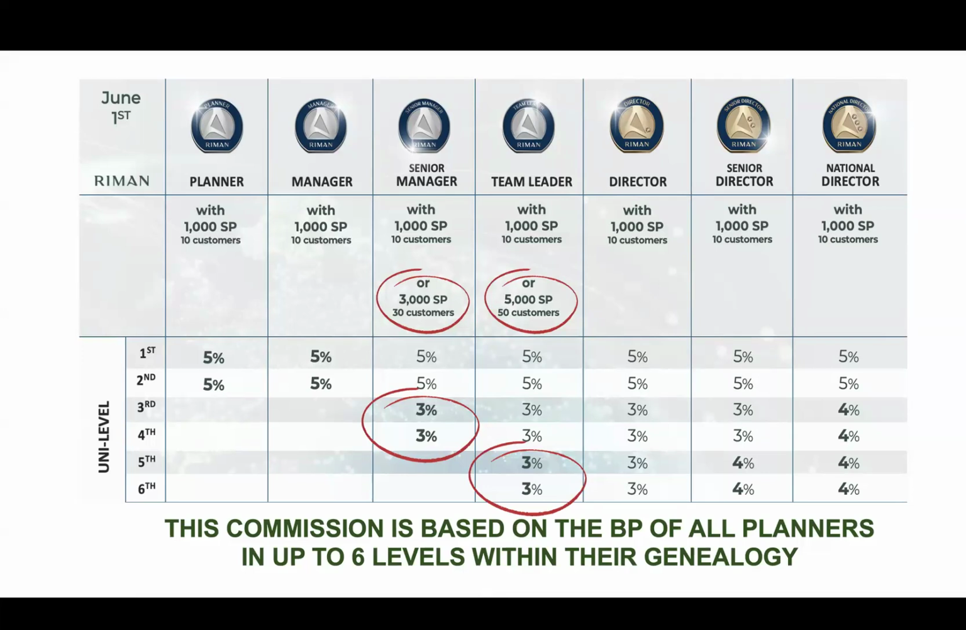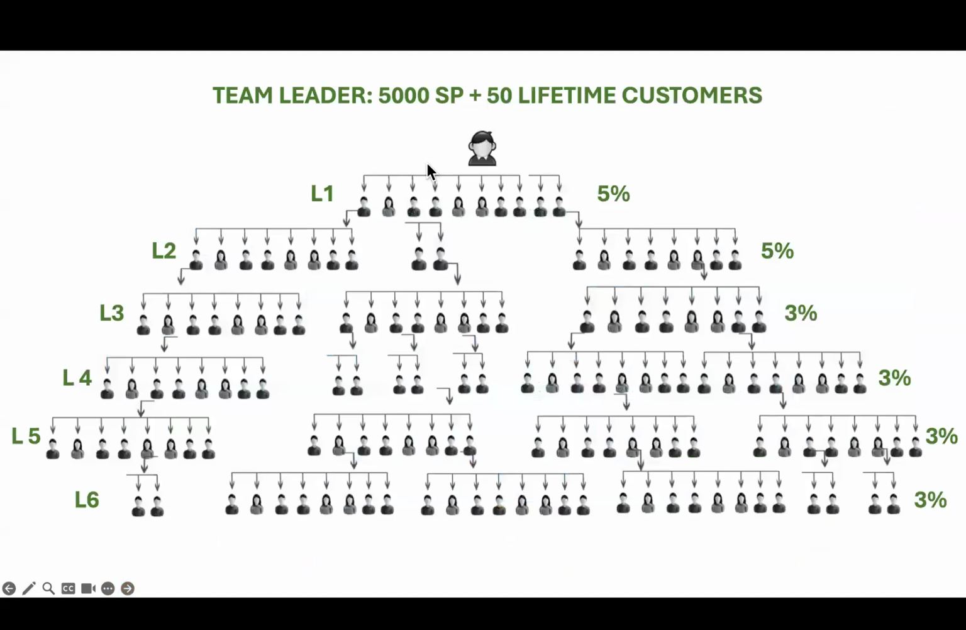So your genealogy level 1 is your frontline. Genealogy level 2 is your frontline's frontline, okay? And so on and so forth. So let me give you an illustration on how really uni level works, okay?